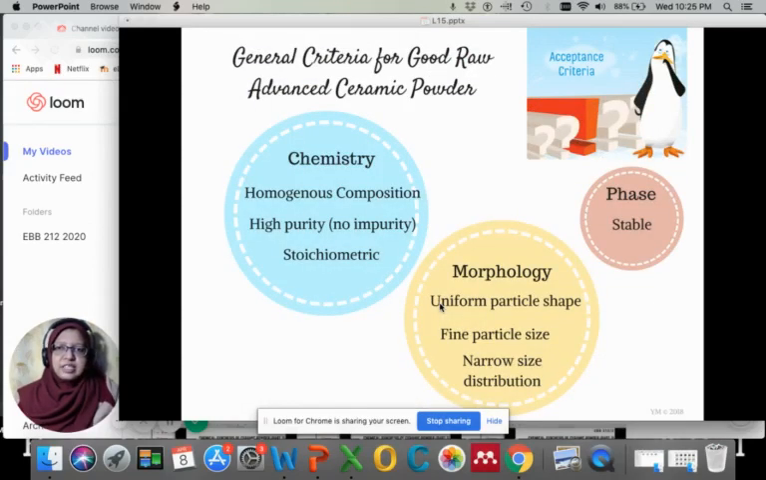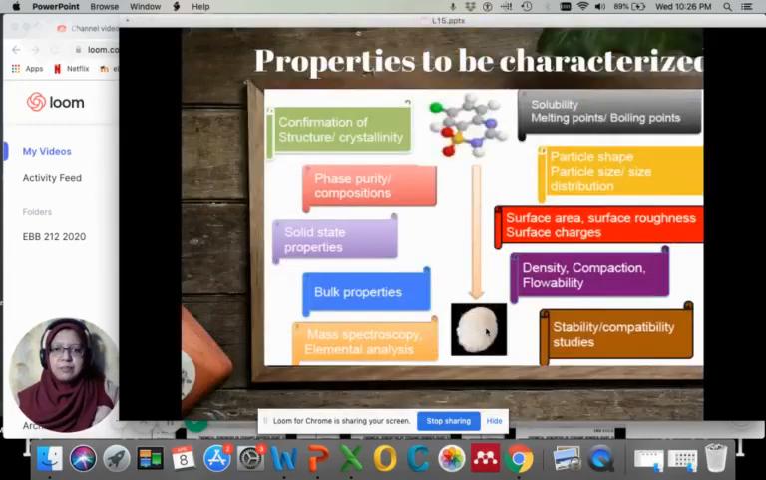Right, what are the general criteria for good raw advanced ceramic powders? In terms of chemistry, the powder should have a homogeneous composition, high purity, meaning there's no impurity, and it should also be stoichiometric. In terms of phase, the powders should have a stable phase. The powders should also have uniform particle shape, fine particle size, and narrow size distribution.